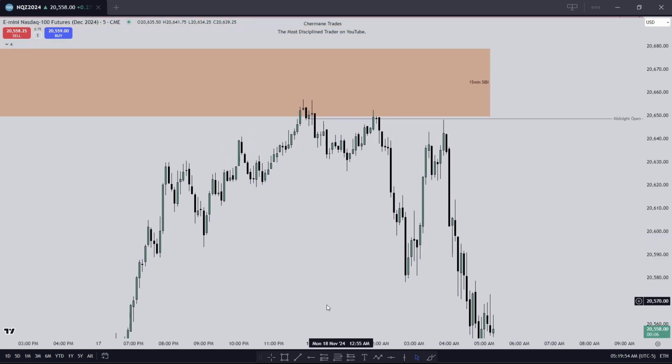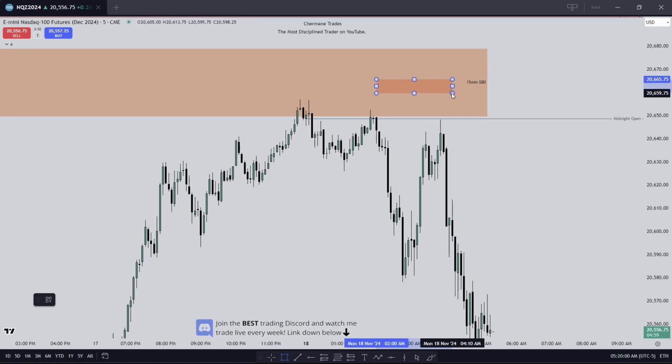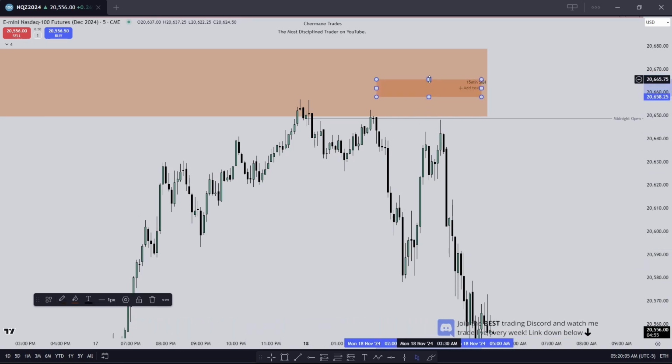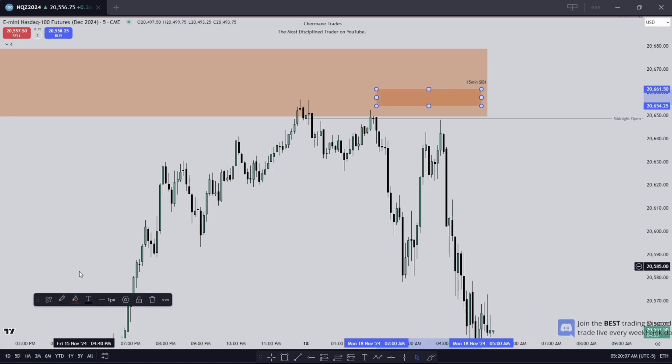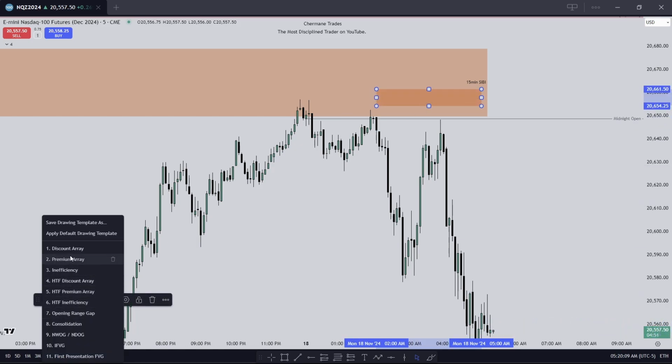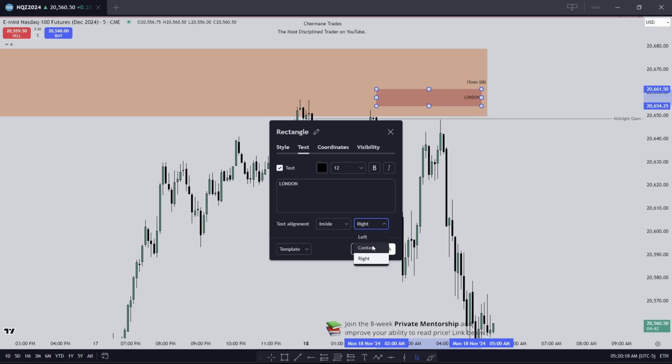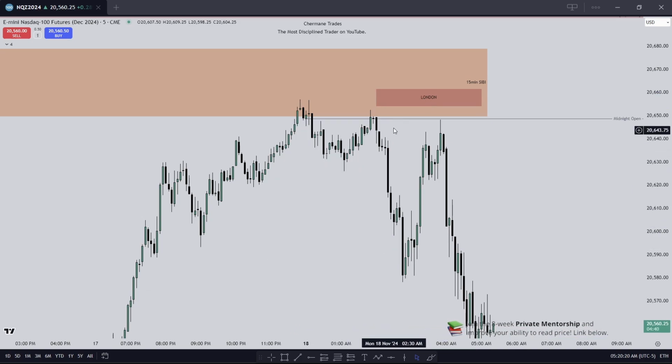All right, so London window is 2 a.m. to 5 a.m. New York time, of course. All right, so here's your London time window. So we're trading to that 15-minute fair value gap.